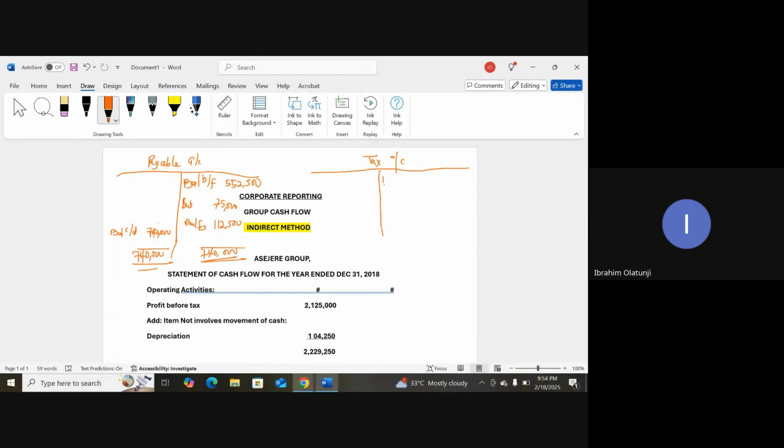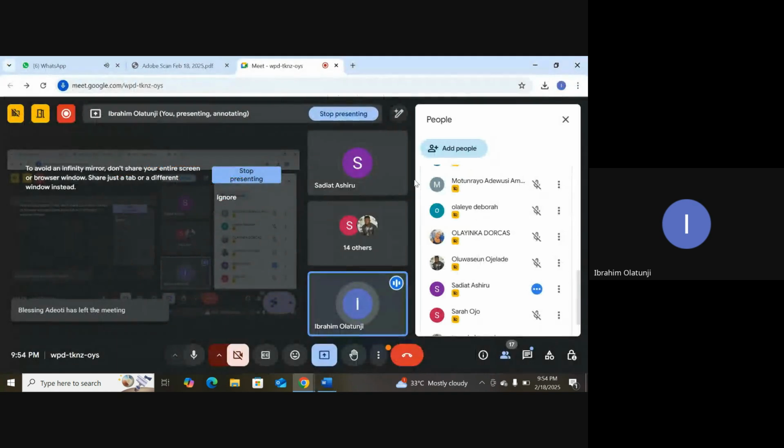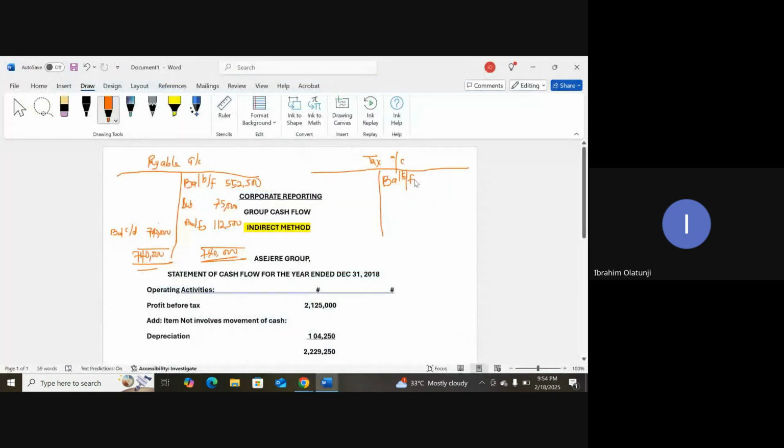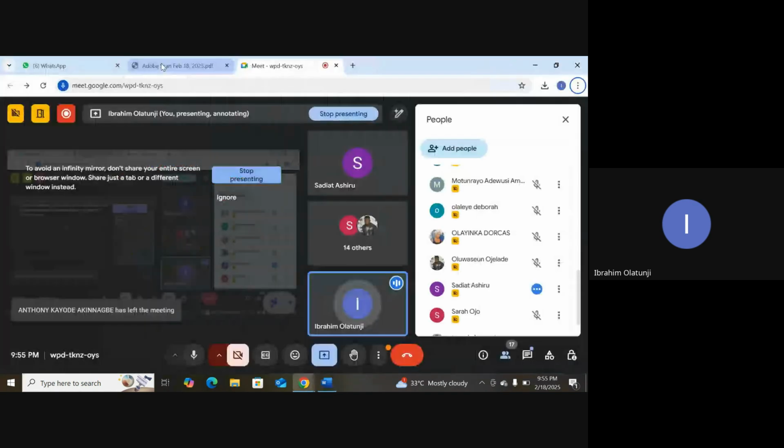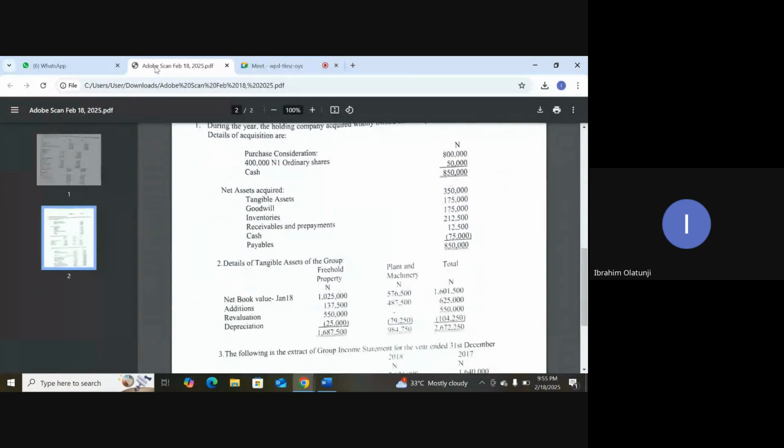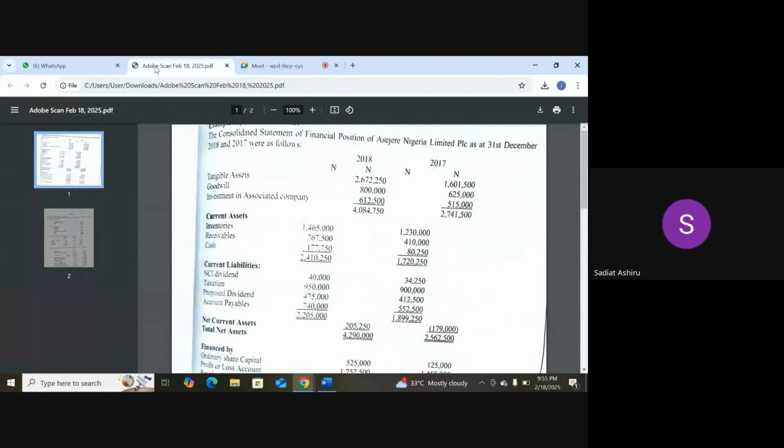Because it's a liability, it always shows a credit balance. That's a balance brought forward. Then you look at your question and bring it out from the question. What is the opening balance of taxation? You see it in your balance sheet. 900,000.